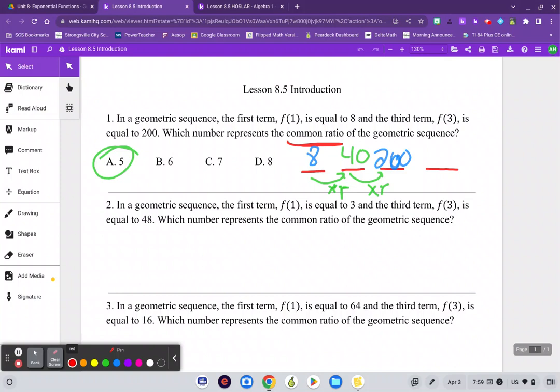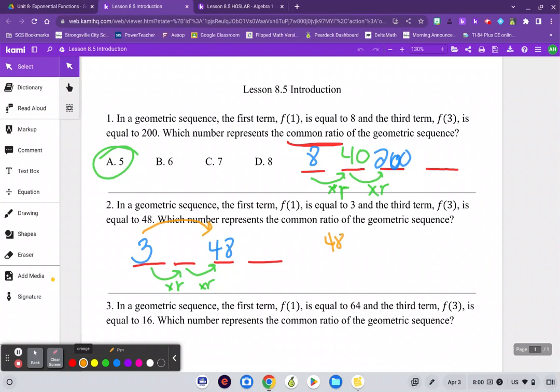It says, in a geometric sequence, the first term is equal to 3, and the third term is equal to 48. Which number represents the common ratio? Again, my first number is 3, and my third number is 48. I'm going to have to multiply 3 by some number, r, and then multiply that answer by the same number, r, to get to 48. This one is a little bit more difficult because I don't have these choices. So I'm going to think about it like this. What's it going to take to get from 3 to 48?